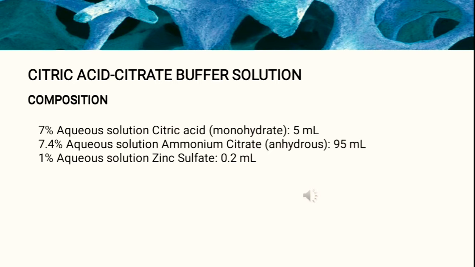Next, we have our citric acid citrate buffer solution. How to prepare: you need 5 ml of 7% aqueous solution of citric acid in monohydrate form, mixed with 95 ml of 7.4% aqueous solution of ammonium citrate, which is anhydrous, and lastly 0.2 ml of 1% aqueous solution of zinc sulfate.